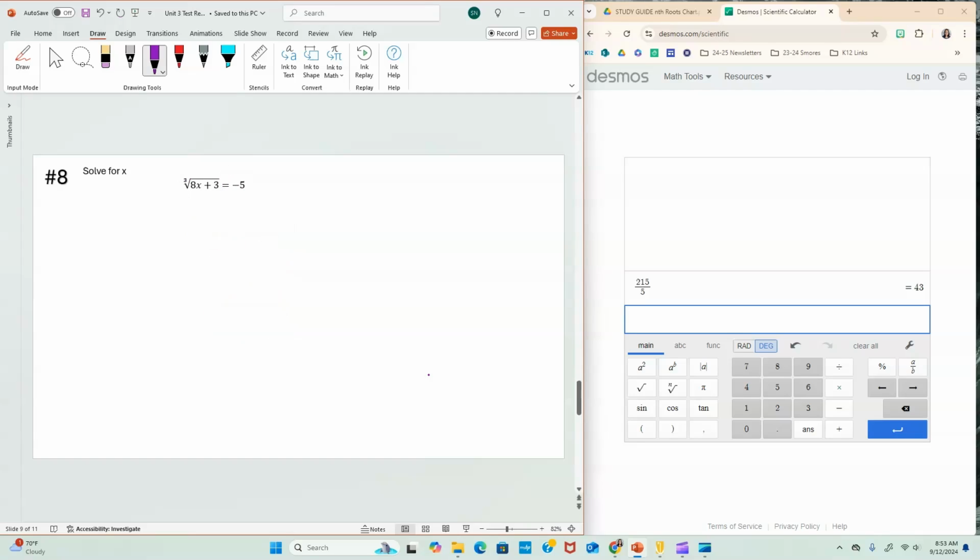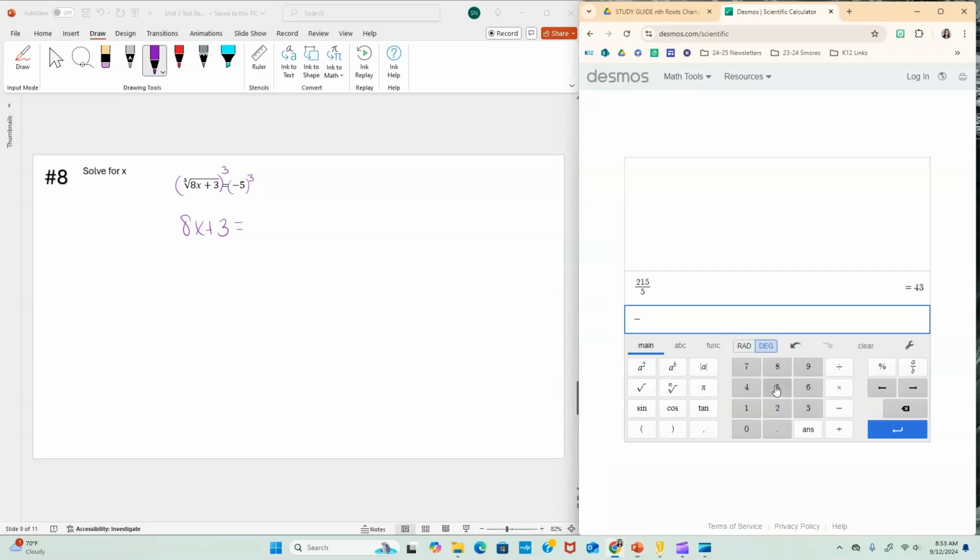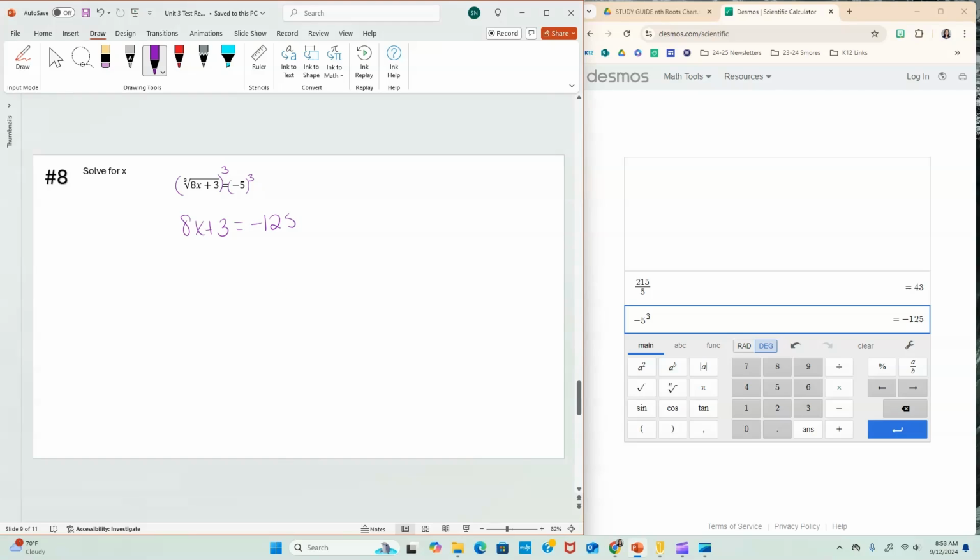All right, so here we have another cube root equation. So we have the cube root of 8x plus 3 equals -5. Once again, remember, I raise it to the power that's equal to the index, which is 3, in order to get rid of that cube root. So that's going to give me 8x plus 3 equals, and then if I want to do -5 to the third, I can do that on my calculator. I do -5 to the third power, and you can see that's -125. So I have -125 on the right side.